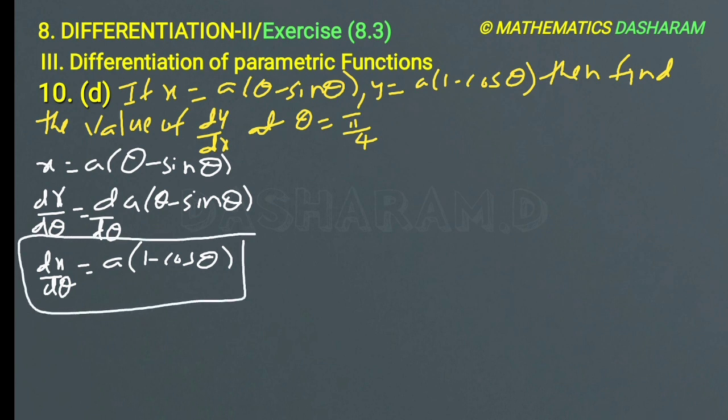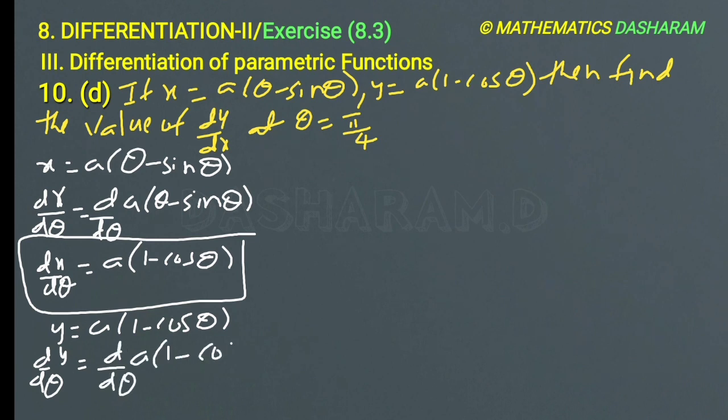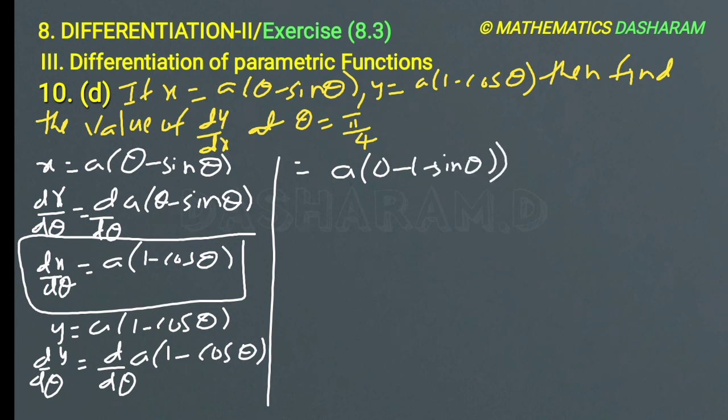Next, the second function, y equals a bracket of 1 minus cos theta. Same, do the derivative on both sides with respect to theta. So d by d theta of a bracket of 1 minus cos theta is equal to, a is a constant number, derivative of 1 is 0 minus the derivative of cos theta, which is minus sin theta. So then dy by d theta equals a bracket of minus minus, so a sin theta.